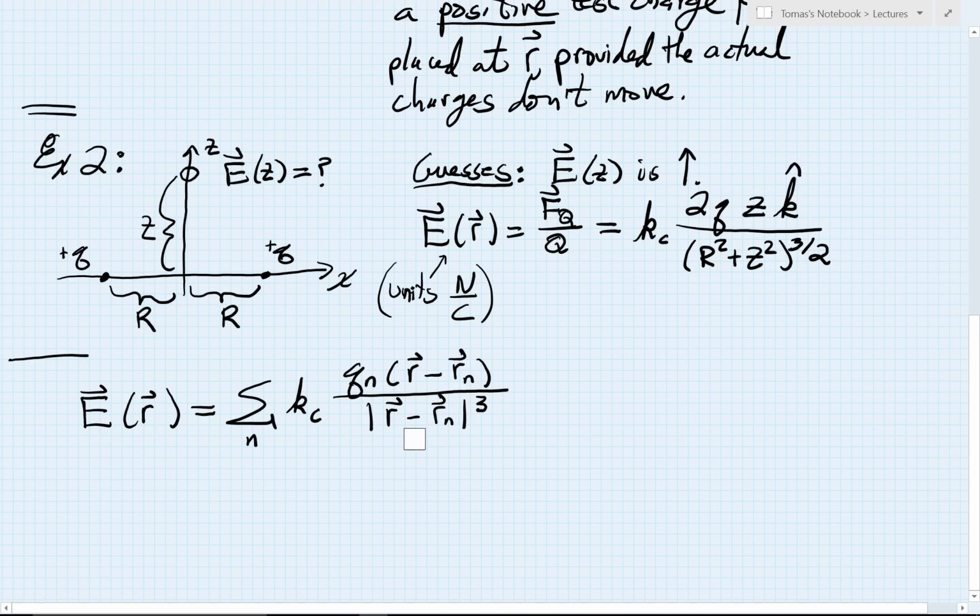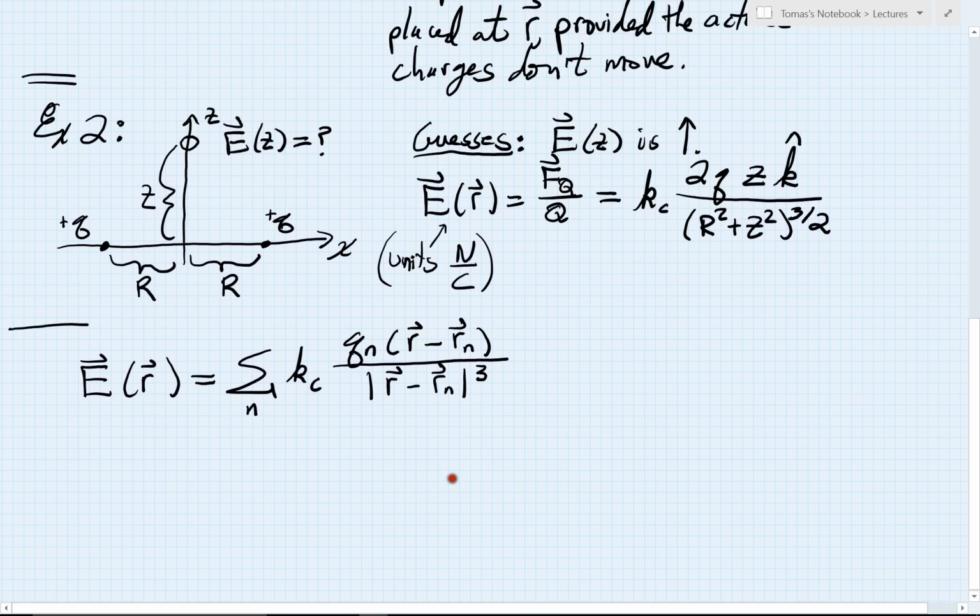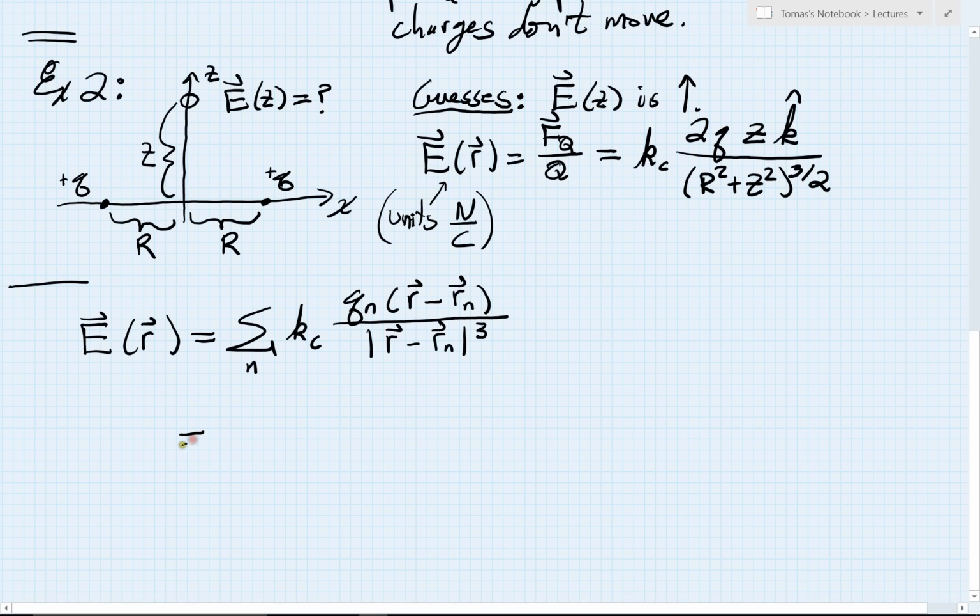We need to be very careful what each of these terms mean. So let's go through this slowly. I have a sum. That means I should write down a series of terms. I'll be organized, and I'll start with the n equals 1 term. So I better label my charges. Let's call this charge over here number 1. I'll call the charge on the left number 2. So I'm going to write down this expression now for n equals 1. In that n equals 1 term, I have, of course, Coulomb's constant. Then I will have a numerator and a denominator. In the numerator, I have charge q sub 1 because n equals 1.